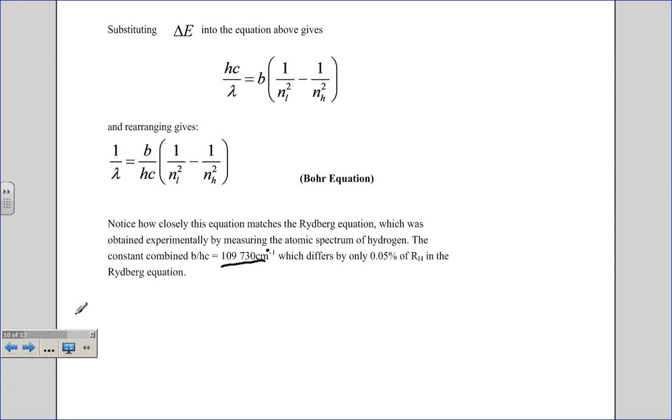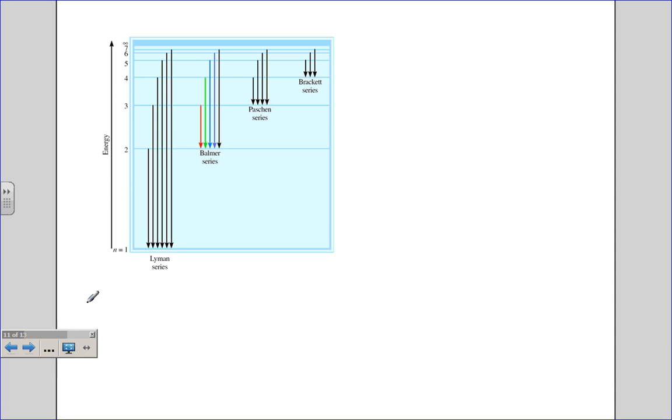Now, you'll be asked to use both of these equations. The only thing that differs is the constant, and you'll know from reading the question which one you're expected to use. The reality is, if you make a mistake and you use the wrong one, your value will be pretty close to the same as somebody who used the opposite one.